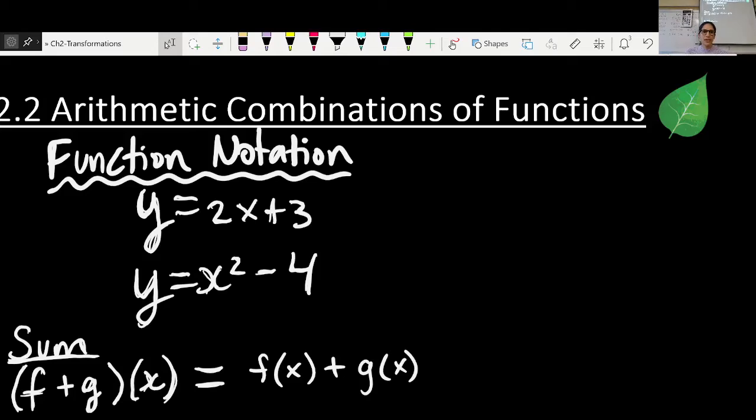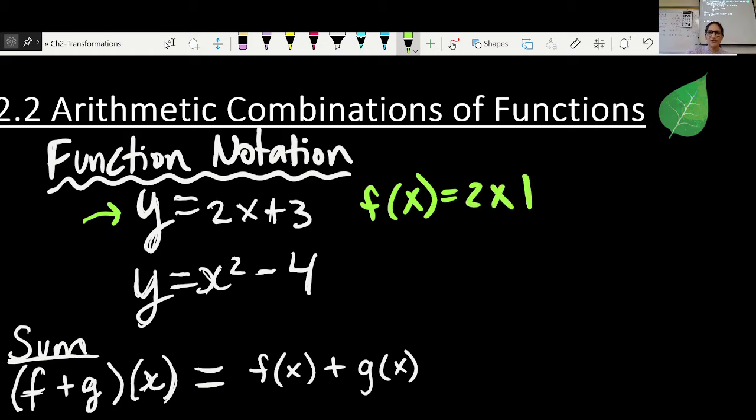Okay, so we're doing 2.2 arithmetic combinations of functions. Do you all remember what function notation is? If I have this y equals 2x plus 3, how do I rewrite that using function notation? Yeah, f of x, and everything else is the same. And what is this function? If we were to graph it out, what type of function?